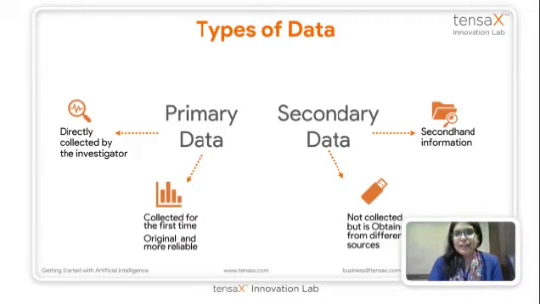Secondary data, on the other hand, is something that you collect from another source. And this is something that most of us have to do because we can't, of course, collect data for everything. So secondhand information or obtaining this data from other sources falls under the category of secondary data. So now the next associated question that comes up is, where do we get this data from, right?